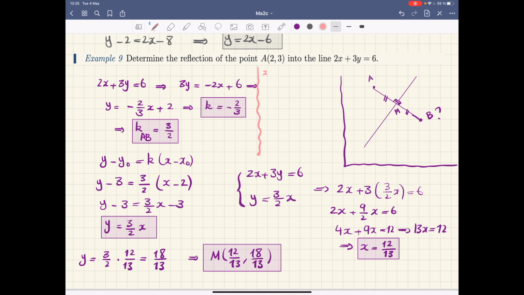We know that x of m is equal to x of a plus x of b divided by 2. X of m I know, it is 12 over 13, yes? X of a I know, it is 2. X of b I don't know. Divided by 2. I multiply by 2, it becomes 24. 24 over 13 is equal to 2 plus xb. I move 2 to the other side, so xb is this number minus 2. If you do it in your head, it becomes minus 2 over 13.